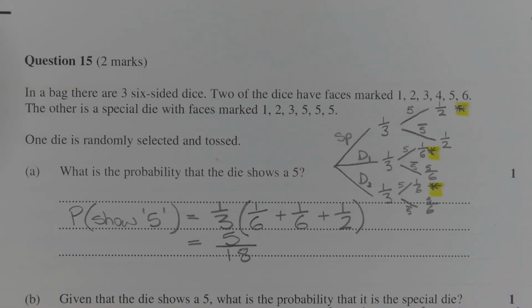This situation may be modelled using a probability tree diagram with 2 stages. In the first stage, there is a 1 in 3 chance of selecting any particular die from the bag. One of those is the special die, and if that is selected, there is a 1 in 2 chance, or a 3 in 6 chance, of tossing a 5. If an ordinary die is selected, there is a 1 in 6 chance of tossing a 5.